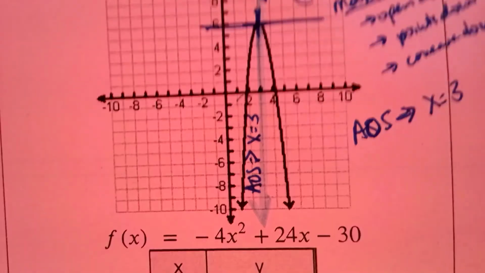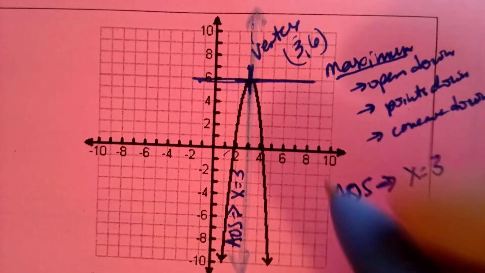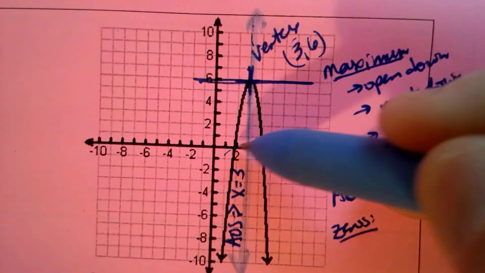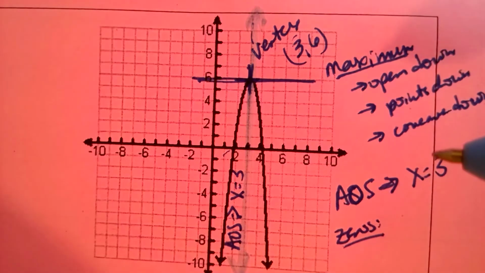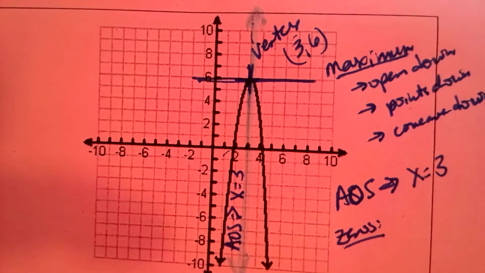Oh yeah, that looked crazy. Okay, great, go me. Okay, so what else can I tell from this? I can tell that I have 2 zeros because I can see it crossing in 2 places. Now I'll tell you right now, we won't always have 2 zeros. Sometimes we might have 1 zero, sometimes we might have no zeros.